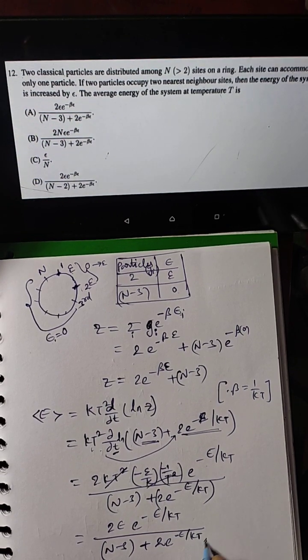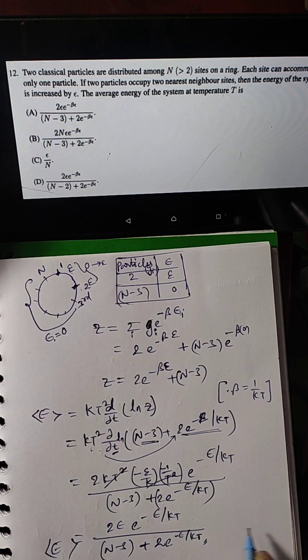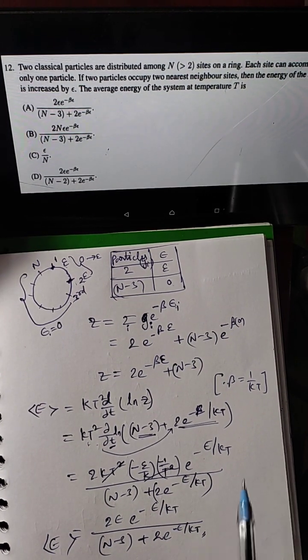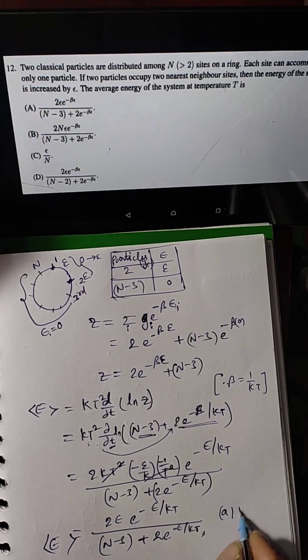So this is the average energy of the system, and if we match from the options, our option A is correct.